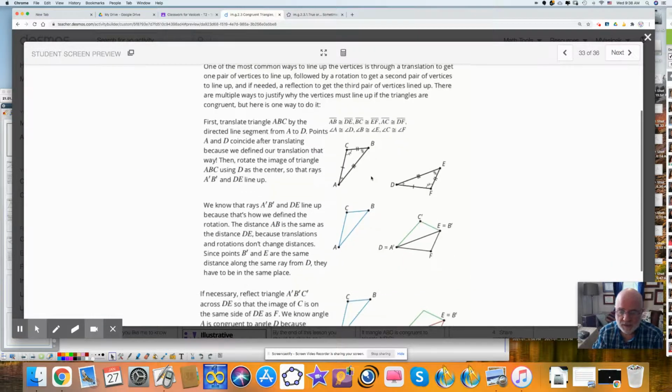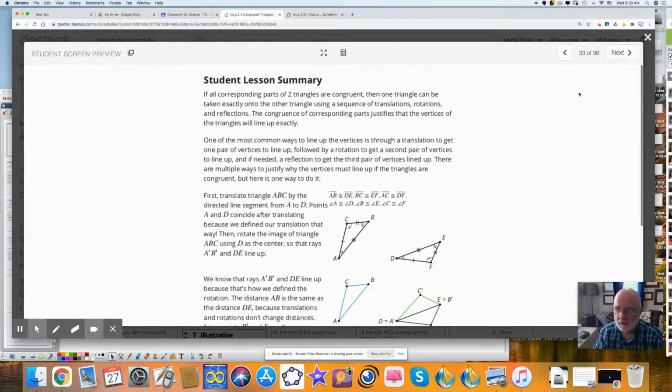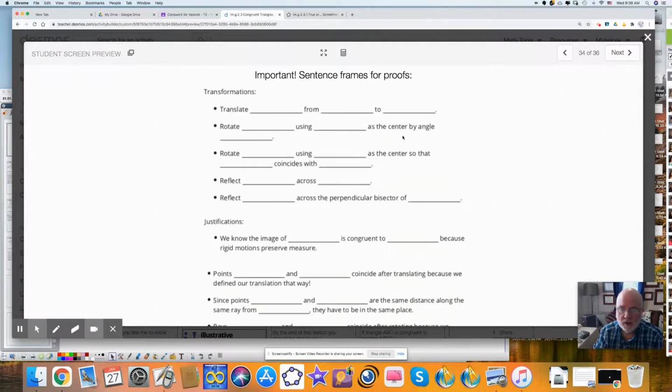Here's the summary of the lesson. You can read this and it explains about this. And finally, there are some sentence frames which you can use in proof. This is an important page. You may want to copy this down, because these are the words that you can use when you're doing proof.